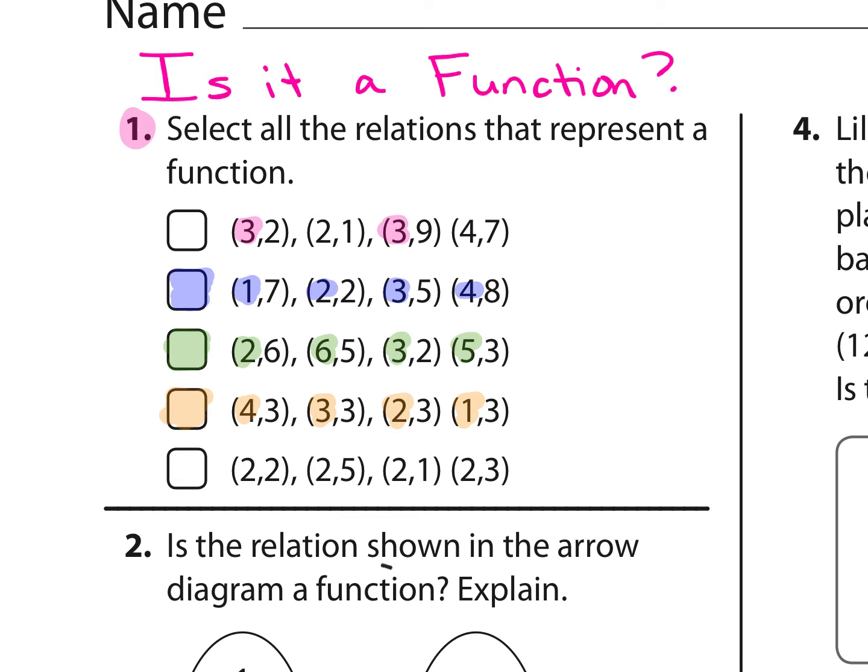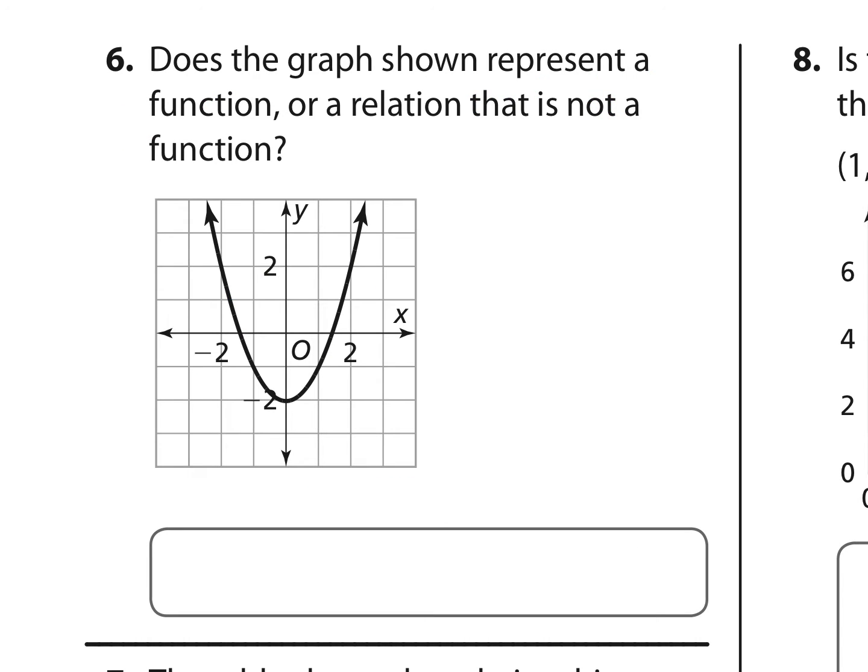Then for this final one, the 2's repeat on the x's. So the x input of 2 has 4 different outputs, 2, 5, 1, and 3. So no, that one is not a function. Number 6, does the graph shown represent a function, or is it not a function?